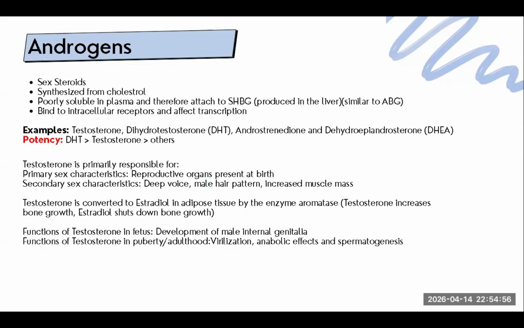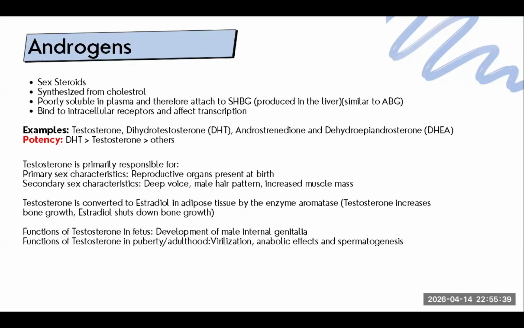Now, testosterone is primarily responsible for primary sex characteristics and secondary sex characteristics. Testosterone is also converted to estradiol, which is an estrogen, in adipose tissue by the enzyme aromatase. We already spoke about aromatase before, and it's also found in adipose tissue, and it converts testosterone to estradiol. This is relevant because, number one, testosterone increases bone growth. After that, it gets changed to estradiol, and then estradiol shuts down bone growth. The doctor mentioned this example a couple of times. I thought it was high yield.